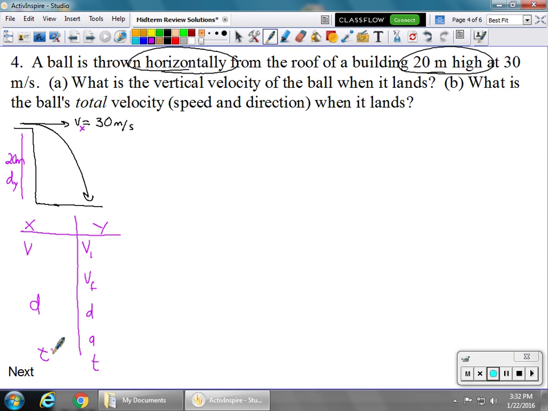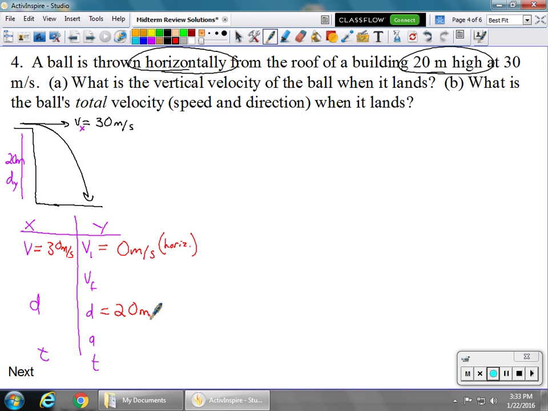We've already established that it's a horizontal shot. So we're going to put in an x velocity of 30 meters per second. And again, horizontal also tells us something else. If it's being launched horizontally, it tells us that the initial velocity in the y is 0. Horizontal launch is 0 initial velocity in the y. We know the height. Remember, high is y, so that's the distance in the y is going to be 20 meters.